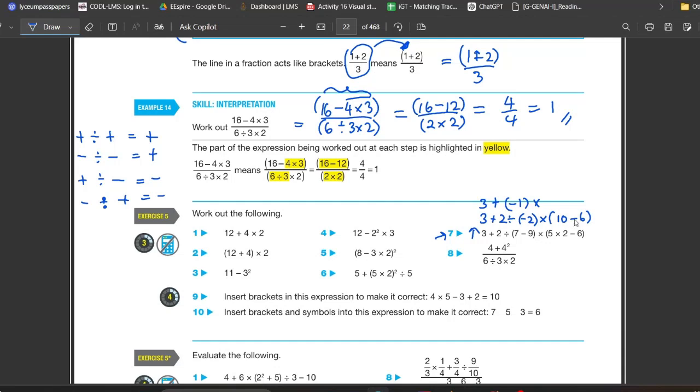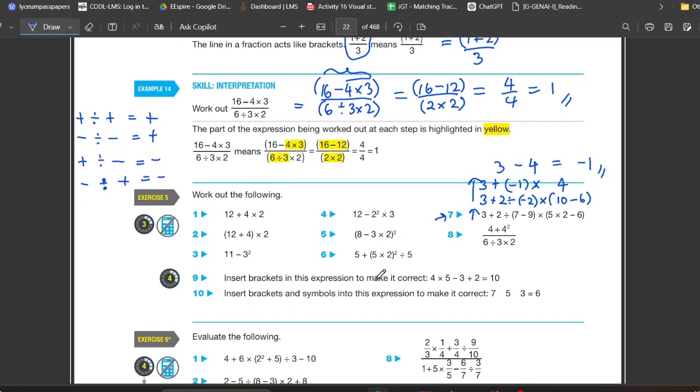We have to finish this bracket. 10 minus 6 is 4. Now we are left with this. So then what we do first is this multiplication. So different signs. This becomes minus 4. 3 minus 4. So the result is minus 1. Like that. I think you got that correct.